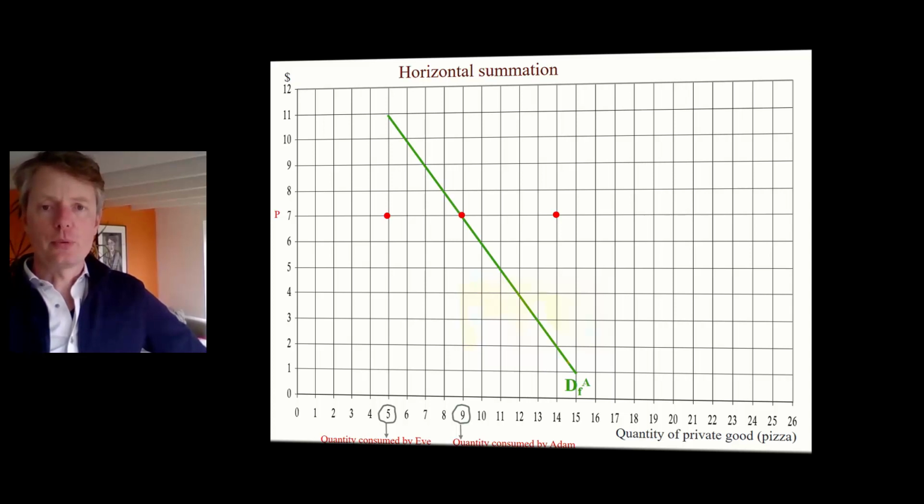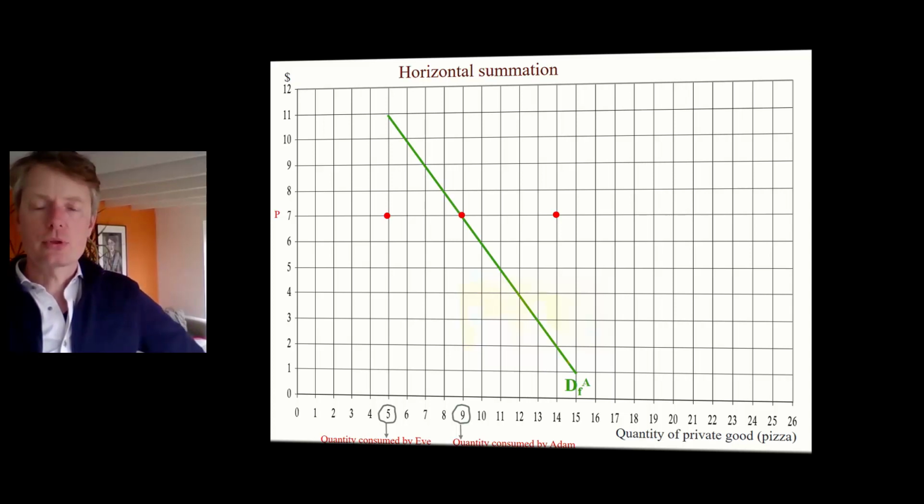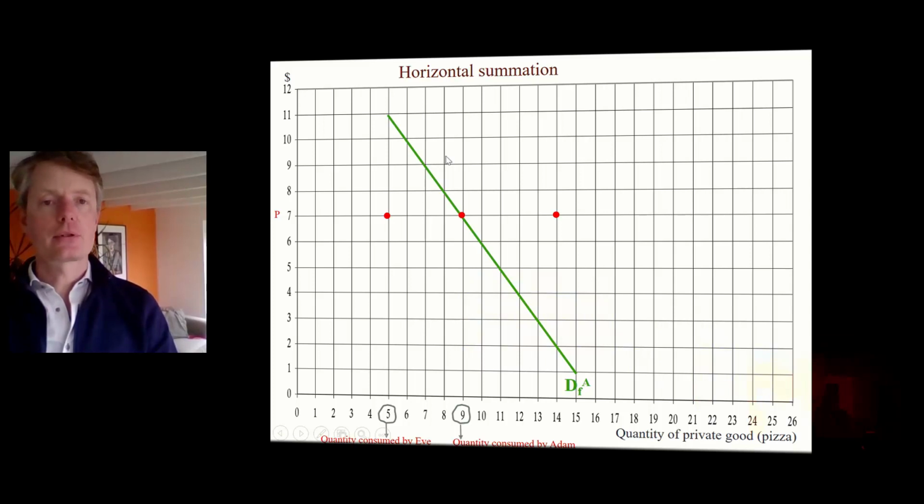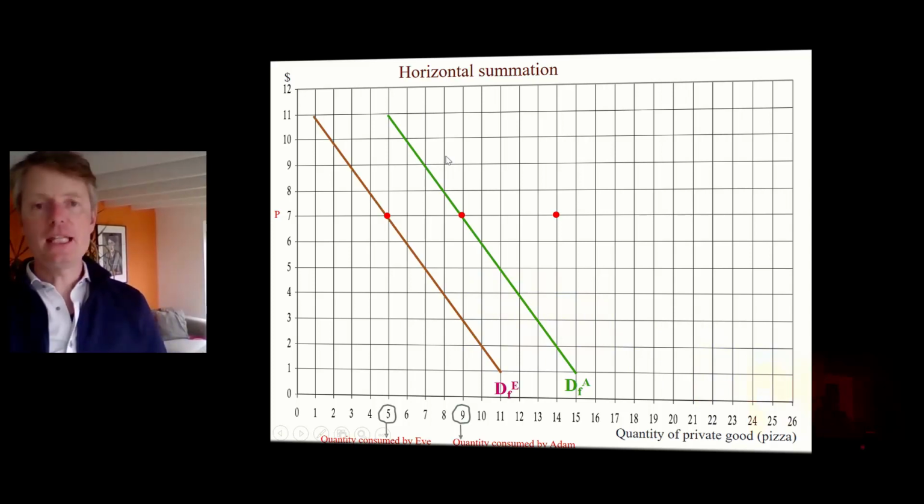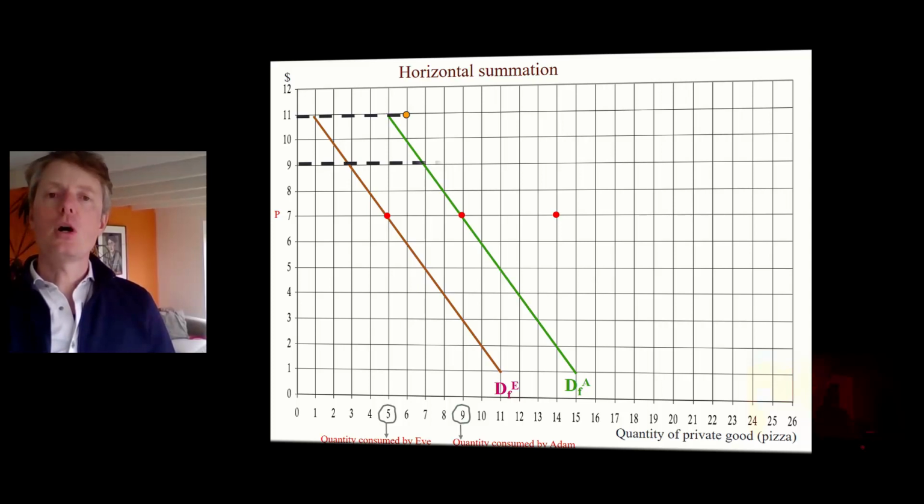So, putting this into the graph that you're familiar with, here we have Adam's demand curve. So for every price we know how many units Adam demands. Similarly, we have Eve's demand curve. And then through horizontal summation, we can derive market demand.